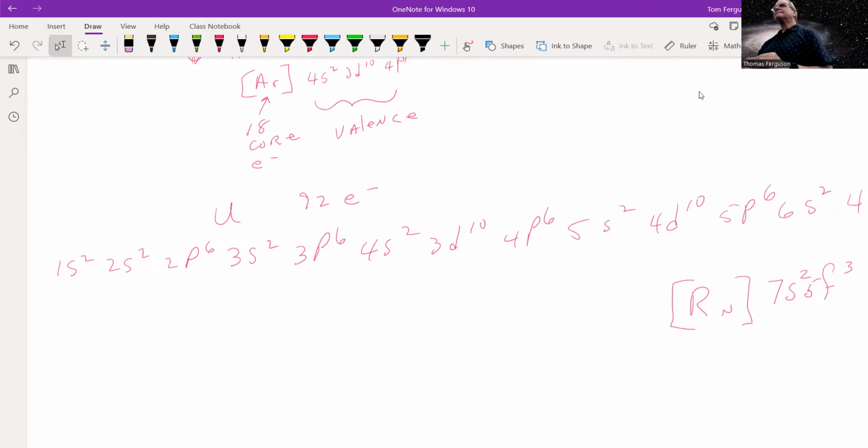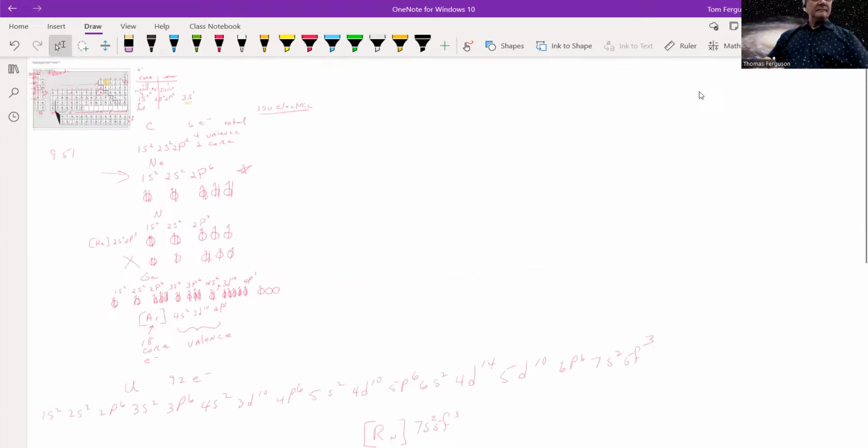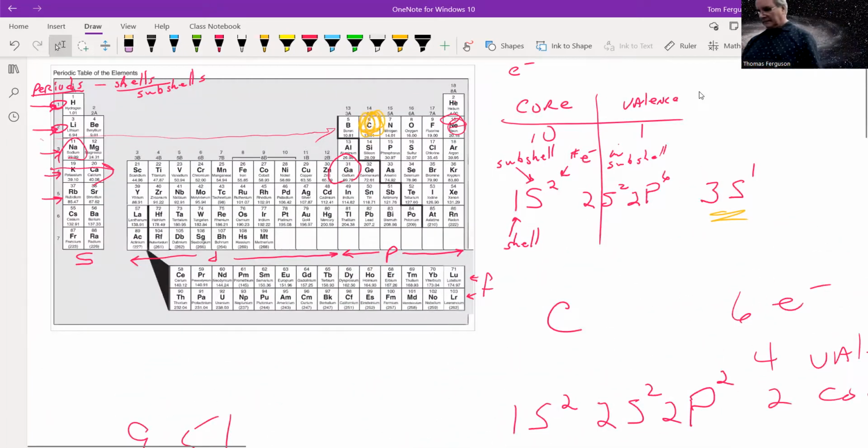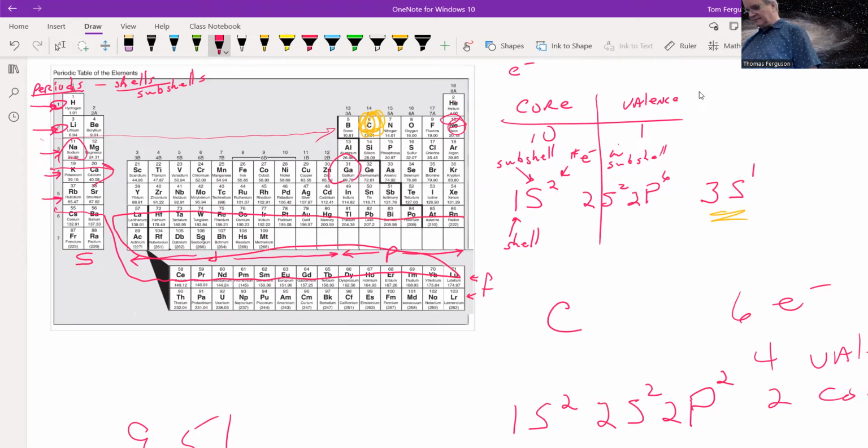F's are 2 down. Okay, so you're going 6s2, 4f, and then back to D's, and then P's. There are 2 periodic tables running around. It has to do with this spot right here. The bottom line is that's why we're not doing F in 1A.